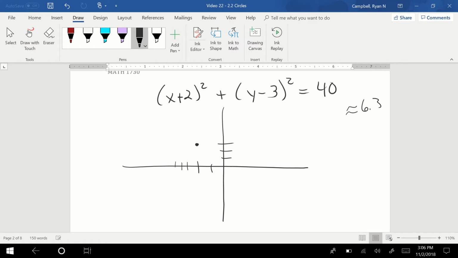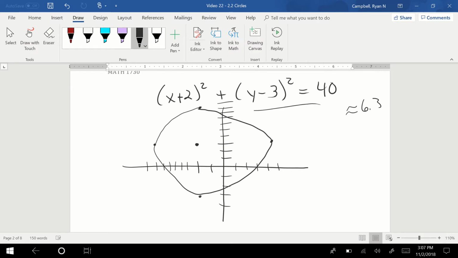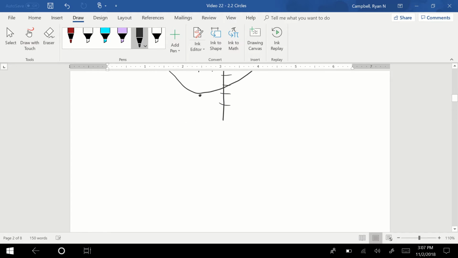So we can go 1, 2, 3, 4, 5, 6, 7, just a little over 6, in each direction. All right, so that's going to be about what our circle looks like. Obviously, I can't draw super great, and if we had actual graph paper, it might be a little easier. But this is our equation, and this is what the circle looks like, if you had a pretty good looking circle.